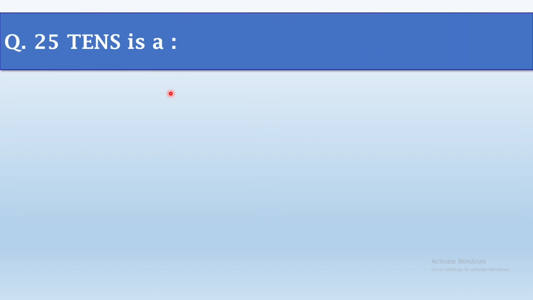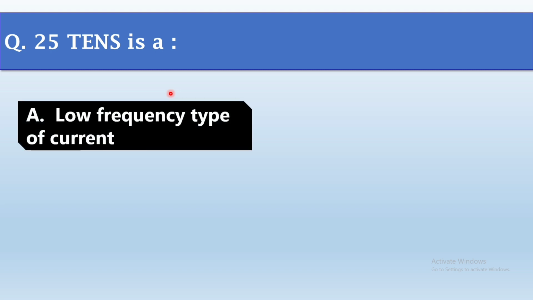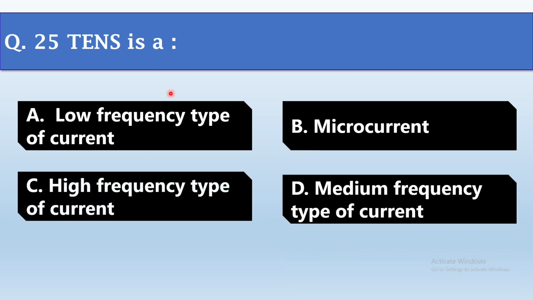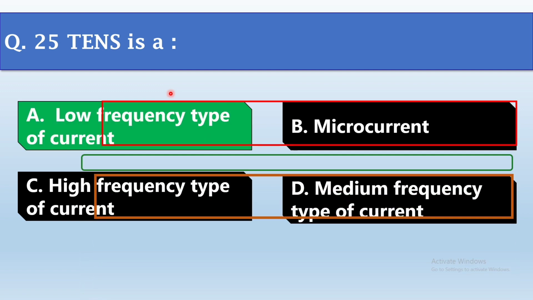Question number 25. TENS is option A low frequency type of current, option B microcurrent, option C high frequency type of current, option D medium frequency type of current. The answer is low frequency type of current.